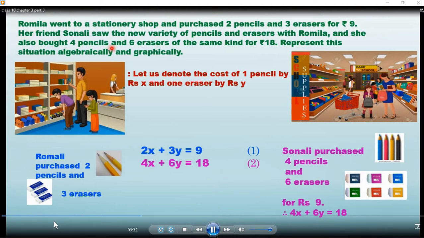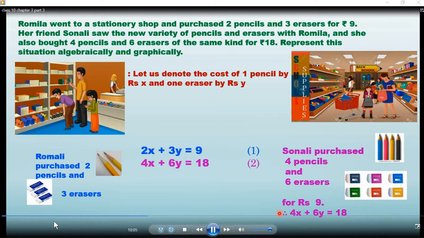Here is the second example of the consistent pair of linear equations. In this example, you can see a girl, Romila. She's going to a stationery shop and she's purchasing 2 pencils and 3 erasers. Another girl, Sonali, is going to the stationery shop and she is purchasing 4 pencils and 6 erasers.